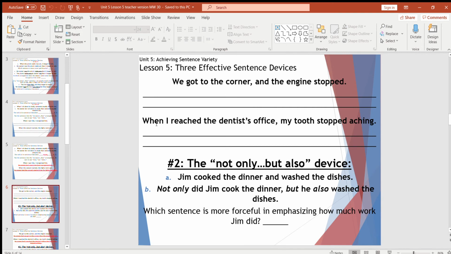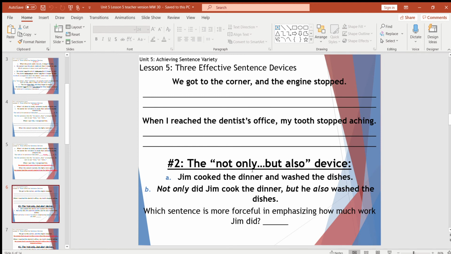Okay, so we would start off with a no sooner, right? So no sooner, let's go with did this time. No sooner did I reach the dentist's office than my tooth stopped aching. You could have said no sooner had I reached the dentist's office than my tooth stopped aching. It just depends on your verb choice. Alright, I know the first one's fairly tricky. The second one kind of follows the same type of pattern.